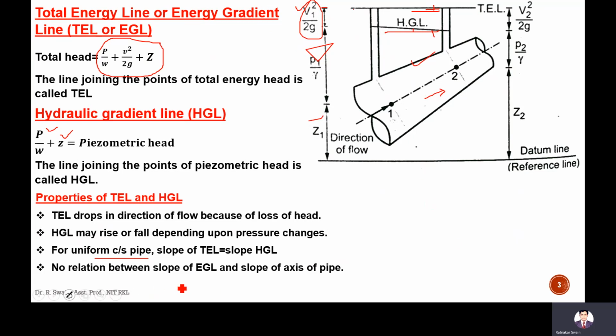There is no relation between the slope of EGL, that is TL, the energy gradient line, and the slope of the axis of the pipe. The slope of the axis of the pipe and the EGL or TL slope have no relation. So these are about the total energy line and the hydraulic gradient line. Remember, this TL or total energy line is the same as the EGL, energy gradient line.